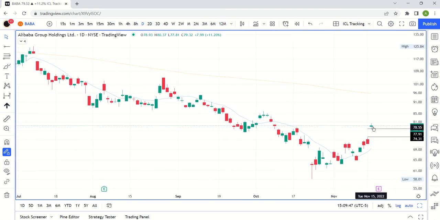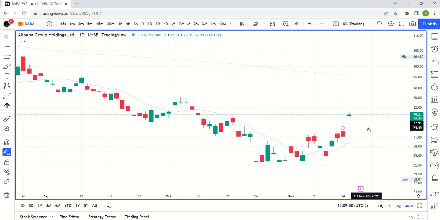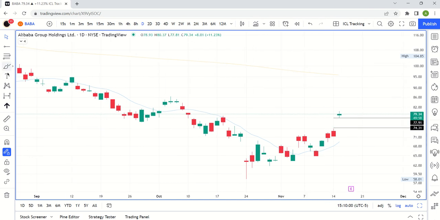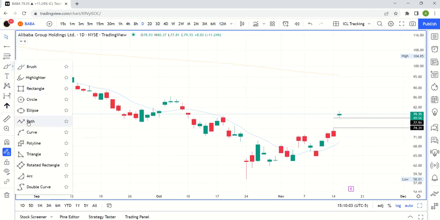Would not be surprised to see that thing get filled before another move higher, which means you could buy this closer to 74, which gives you a measure of support. Kind of wait for it to pull back, maybe even get some kind of false breakdown, right? So I'll draw that, something like this.